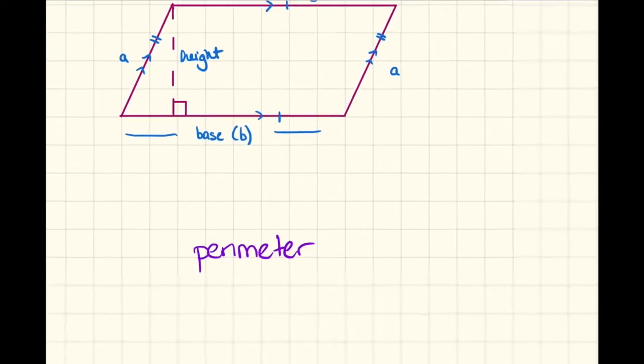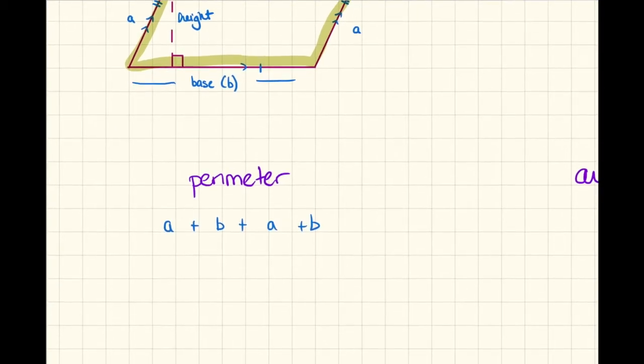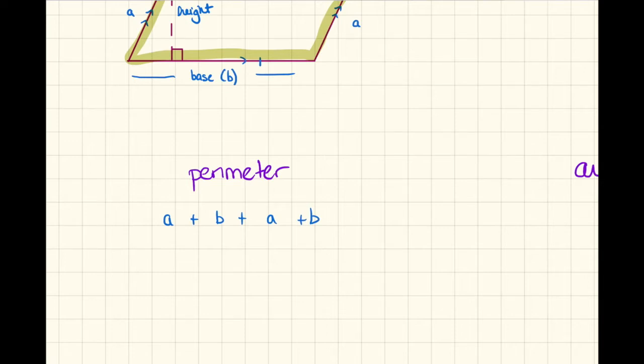So now let's go down to the perimeter. Remember that the perimeter is around. So even though I have the height, you're not going to include it when you're calculating the perimeter. Instead, you're going to just do A plus B plus A plus B in whatever order you want, adding them all together. Just like the rectangle, though, you'll notice that you have 2 A's and you have 2 B's. So you can always choose to calculate the perimeter in this way instead.